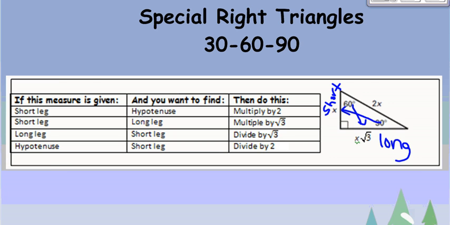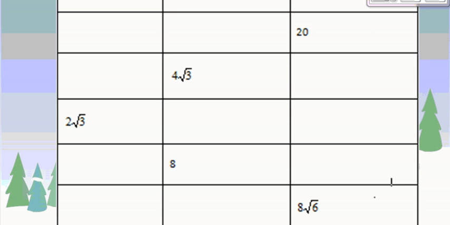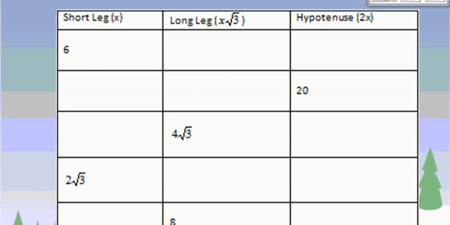So let's look at a few examples. Okay, so again, the top ones are going to be our simpler ones, and as we work our way down, they're going to get more difficult. So they tell us the short leg is 6. Okay, the hypotenuse is the easiest one to find. 6 times 2, right, gives us 12. And then lastly, the long leg, okay, 6 times that square root of 3.